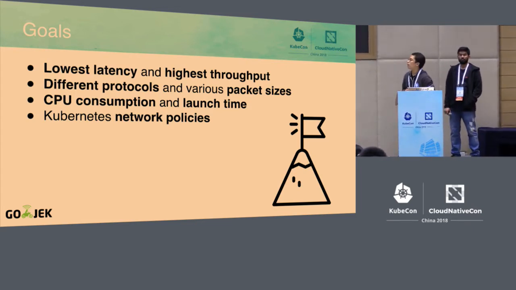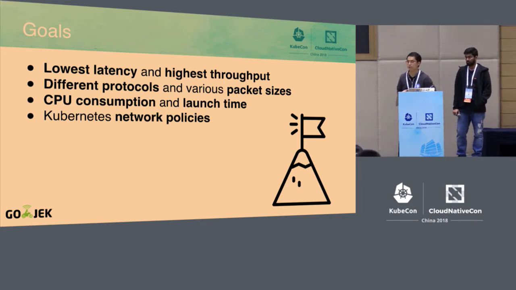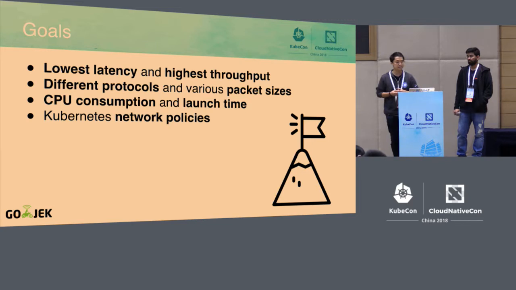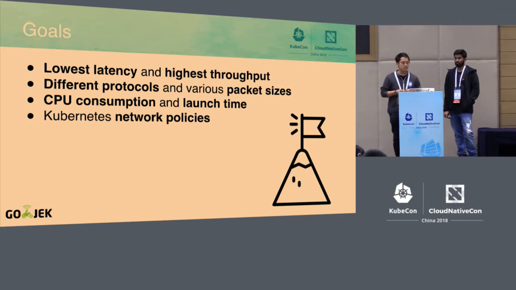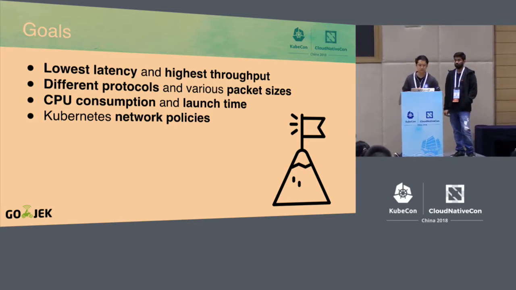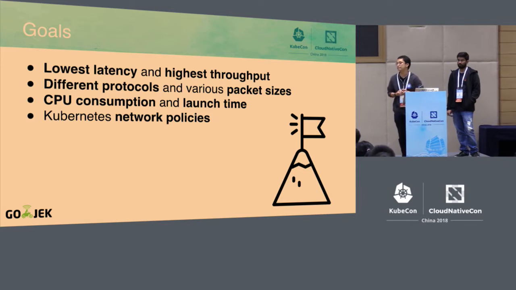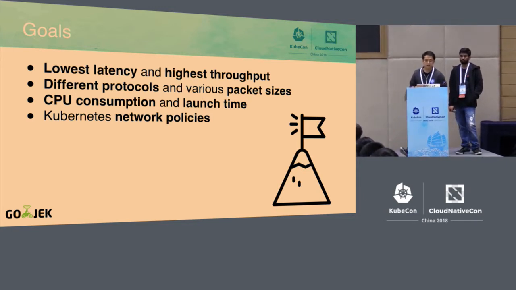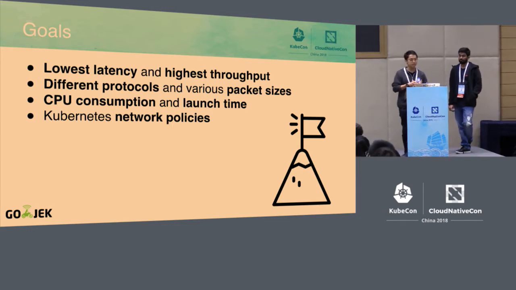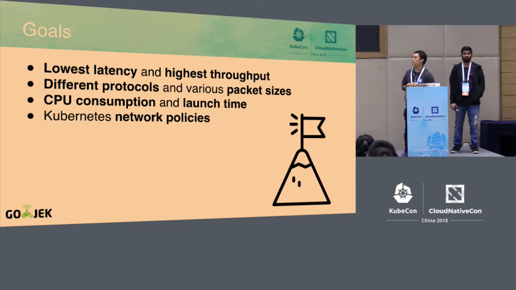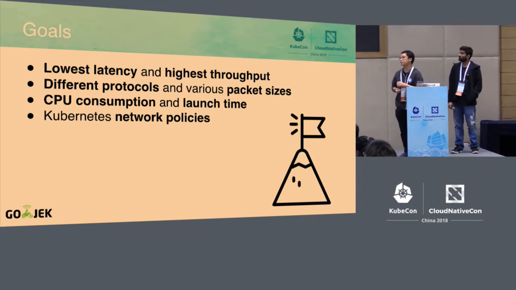First, we wanted to see which CNI plugin offers the lowest latency and which one has the highest throughput, as a typical network performance benchmark. And then we wanted to evaluate CNI plugin performance with different network protocols, in this case TCP and UDP, as well as how they perform with various packet sizes. And the third one, we wanted to see how much CPU each CNI plugin consumes, and how much time they take to provision a container network, for example. And then lastly, we wanted to evaluate whether there's an impact of Kubernetes network policies on network performance.